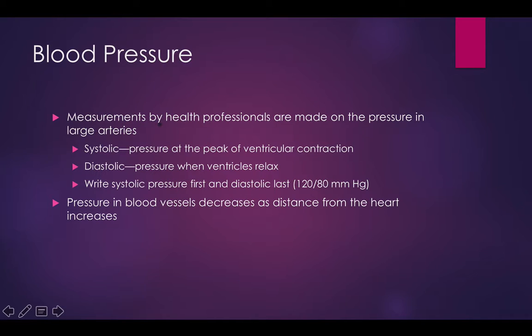So blood pressure is a measurement by a health professional, and they're made based on the pressure that is occurring in the arteries. Blood pressure is going to be measured using two different numbers. The first number is the systolic number. This is the pressure that's at the peak of ventricular contraction. So your systolic number is going to be written this way. Your diastolic number is the pressure in which your ventricles are relaxed. So in order to determine your blood pressure, it'll be your systolic number over your diastolic number.